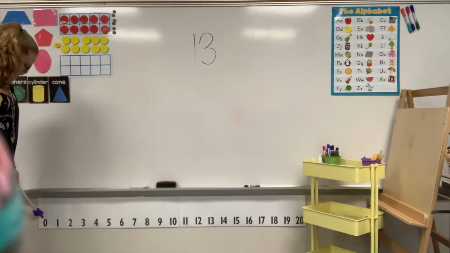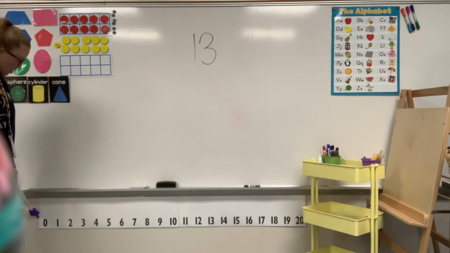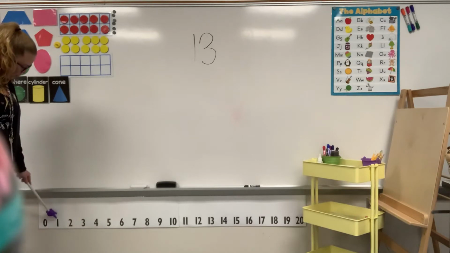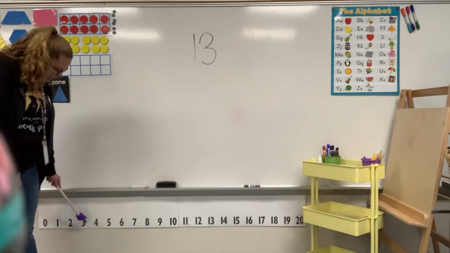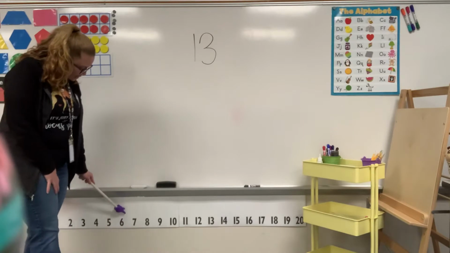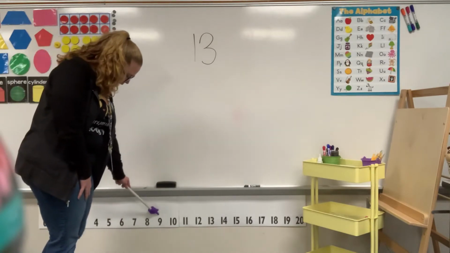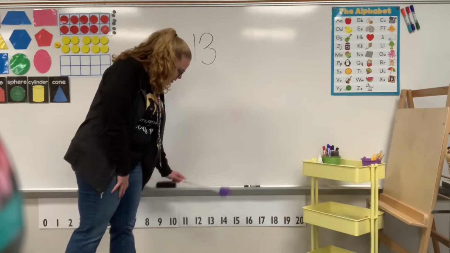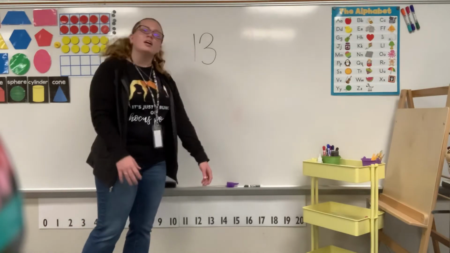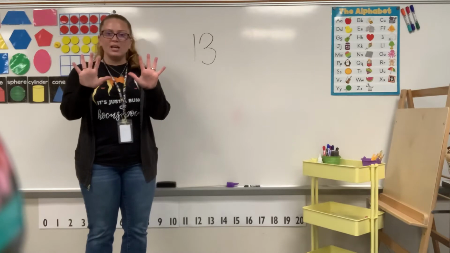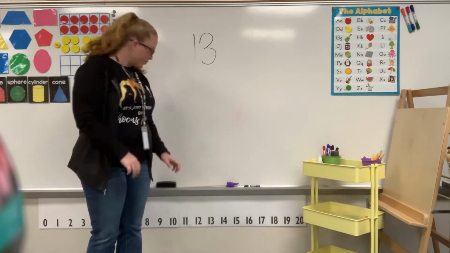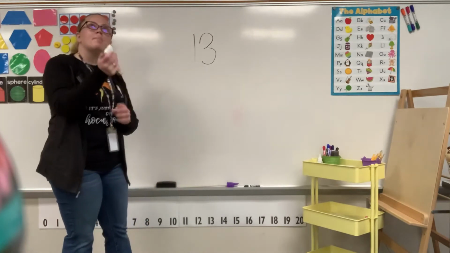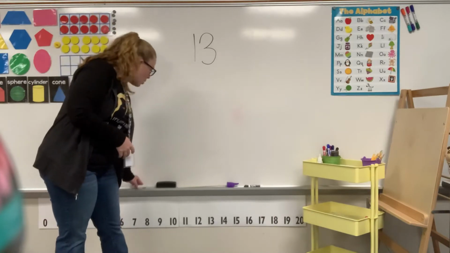Let's practice counting on our number line to 13. So we're going to come back here to the number 0 and start here. 0, 1, 2, 3, 4, 5, 6, 7, 8, 9, 10, 11, 12, 13. 13. 13 is 10 and then 3 more. Let me pull up my 13 poster.